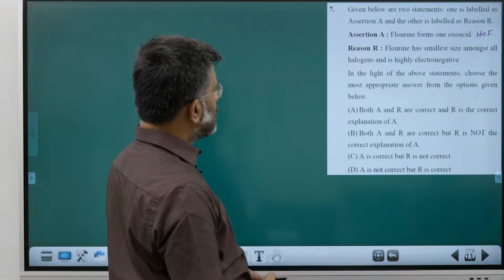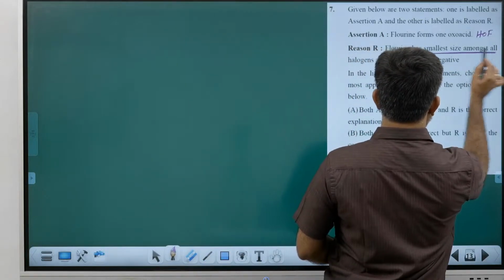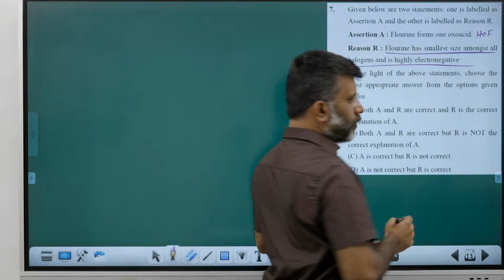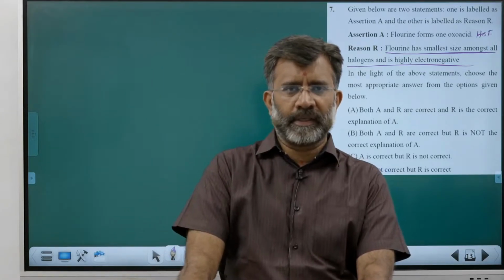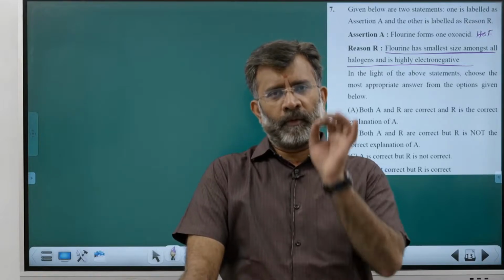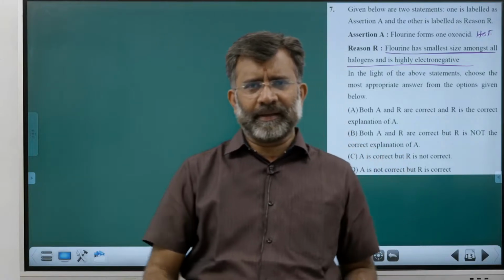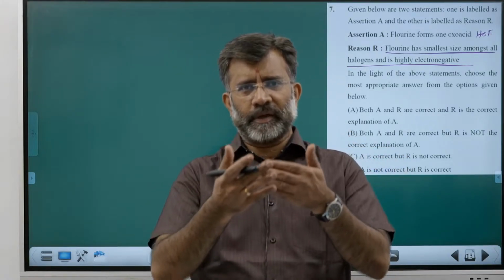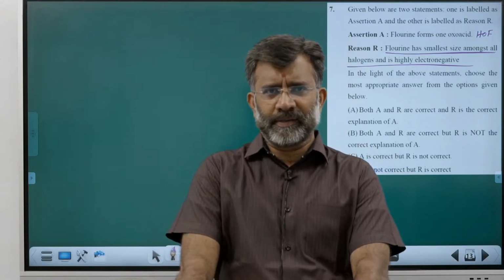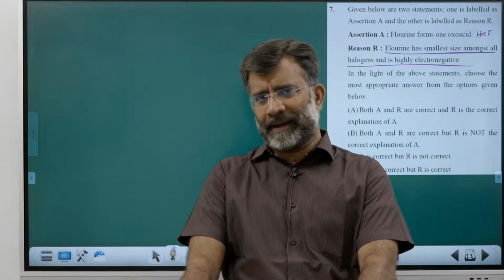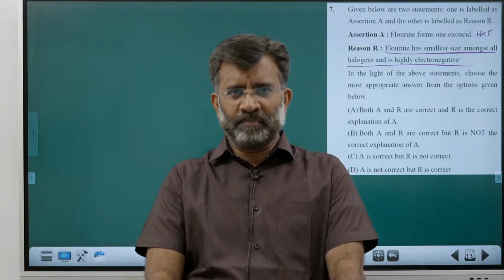Fluorine has the smallest size among all halogens and is highly electronegative. Yes, that is the reason why fluorine is unable to form higher oxidation state oxy acids. It is only forming one oxo acid, and that too does not exist under ordinary conditions. We are able to isolate it only at very low temperatures, because fluorine is highly resistant to giving any oxidation state other than -1, because it is the most electronegative element in the periodic table.